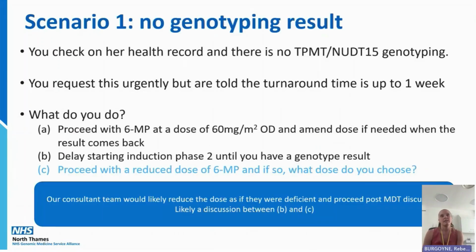For scenario 1 for this patient, you check on her health record at the point when you're screening that 6-MP, and there is no TPMT or NUDT15 genotyping. You request this urgently, but you're told that the turnaround time is up to a week. What do you do?